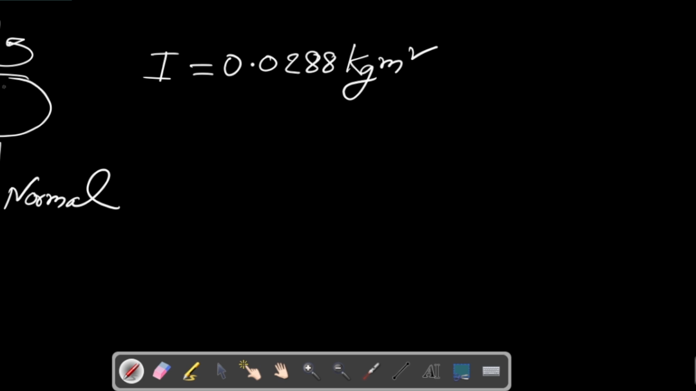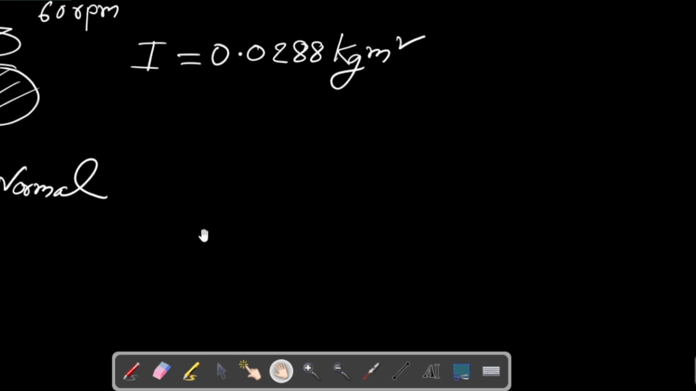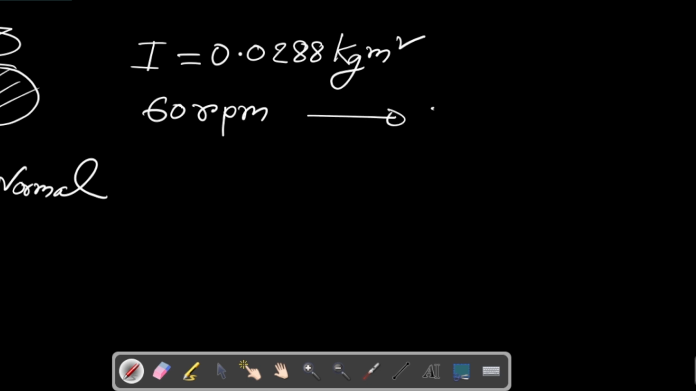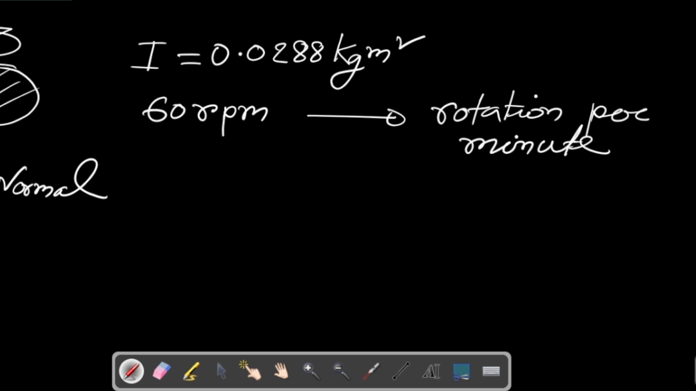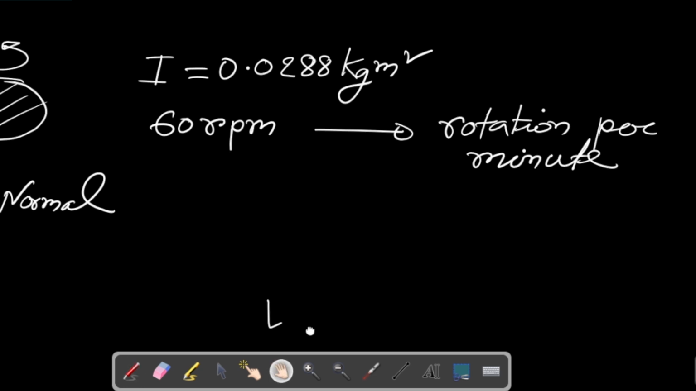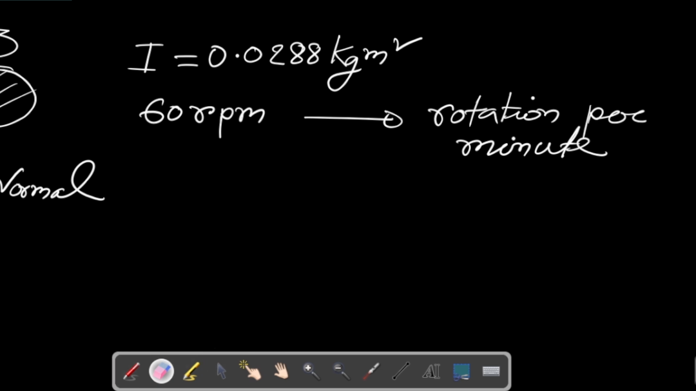If this circular disc rotates with 60 rpm, what is the meaning of rpm? Rotation per minute. R means rotation, P means per, and M means minute. My dear students, I think all of you clearly understand. Try to understand actually what is happening here.